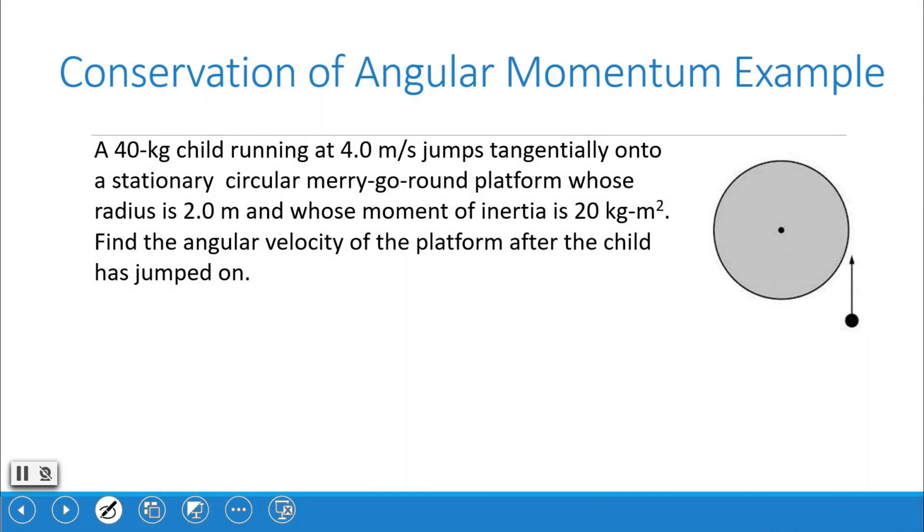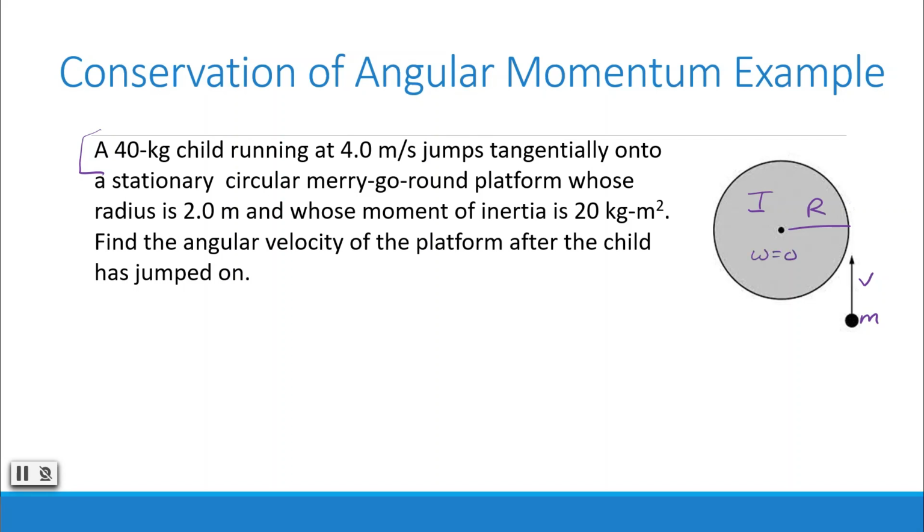So let's look at an example. This is one of those trickier examples where you have an object moving linearly and a platform that can rotate. This is a kid that is running. The kid has a mass and an initial velocity. We're going to assume that our merry-go-round here has a rotational inertia of I and a radius of R, and it starts off at rest.